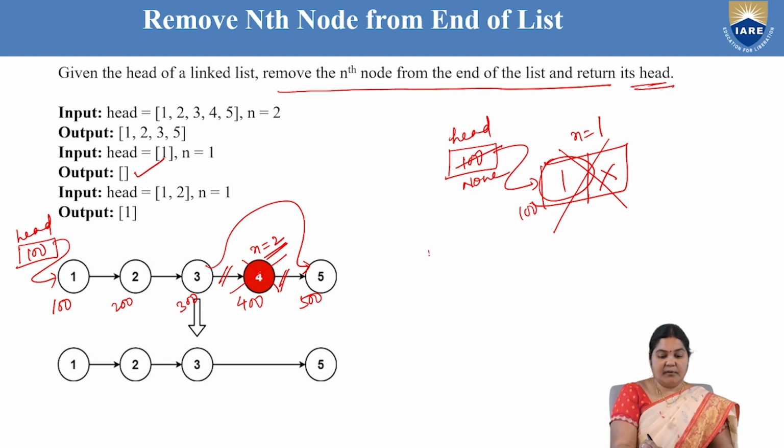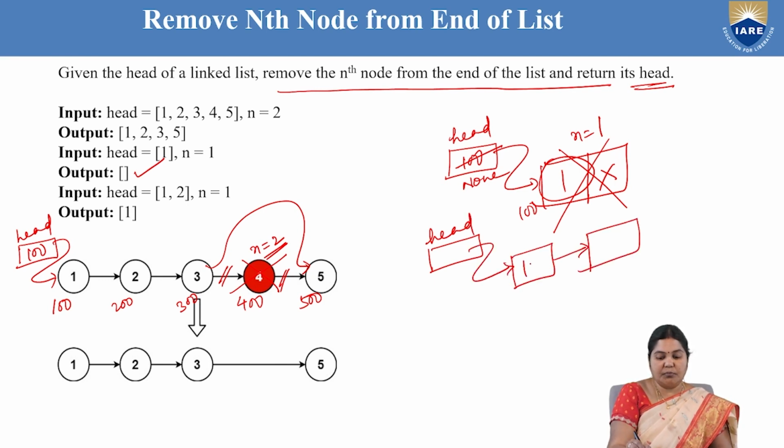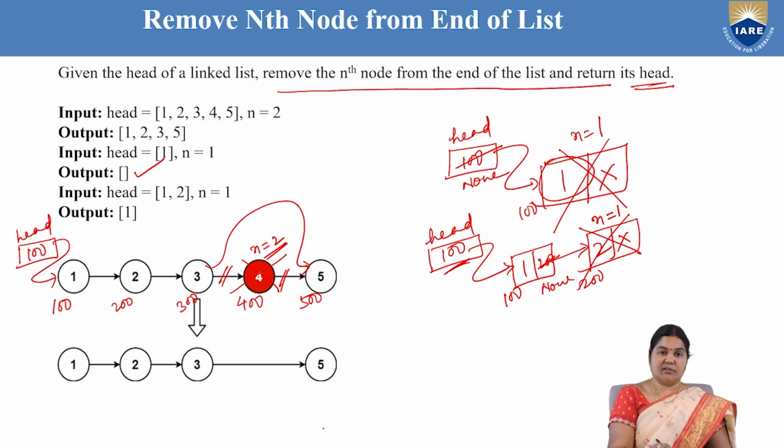Right? In the third test case, head is containing a linked list of 2 nodes, 1 and 2. This is 100, this is 200, and this is null. Right? This is the linked list. N is equal to 1, they have told. So from the end, n is equal to 1, this node will have to be deleted. Then what will happen? There is no change to head. Only this address part will be changed to null. Otherwise there is no change to head. So return head means only 1 will be there.